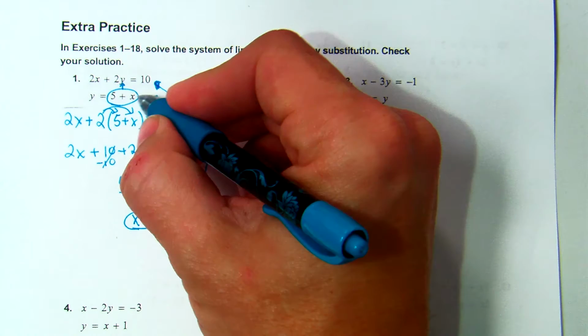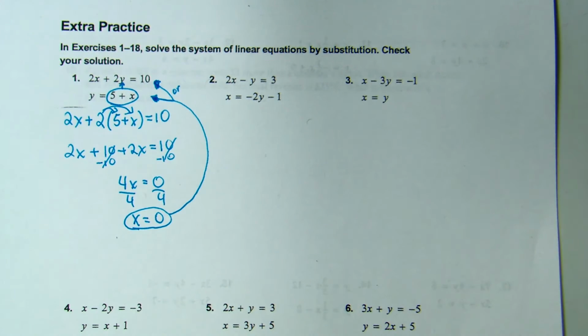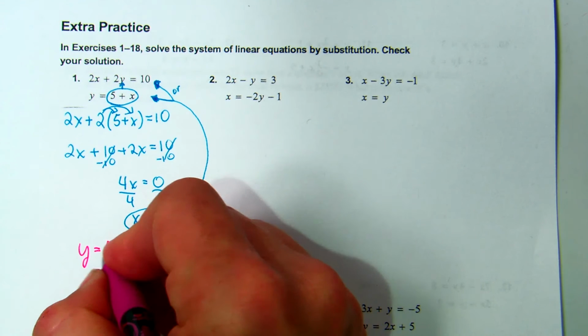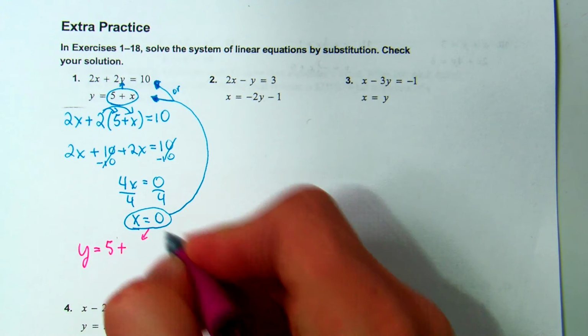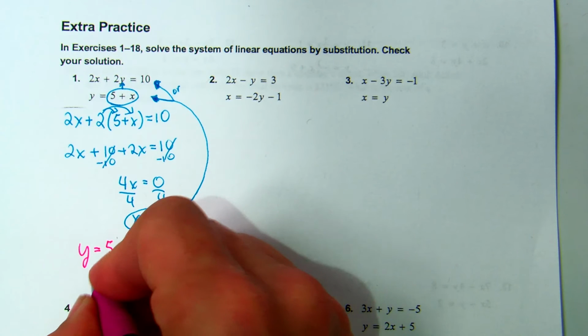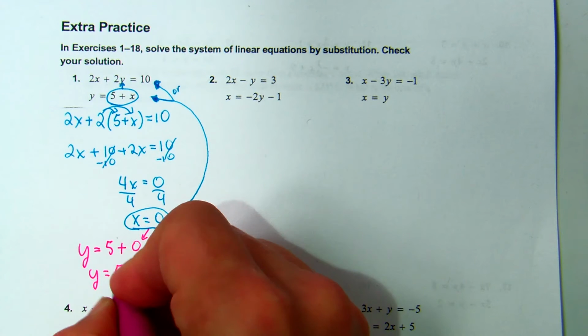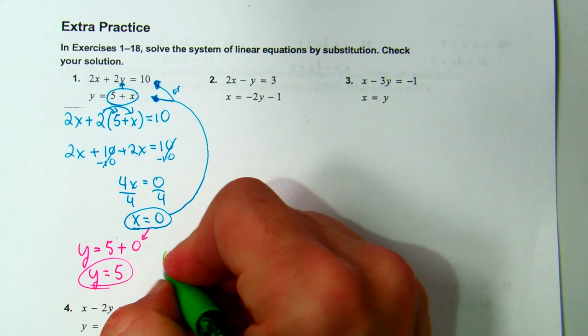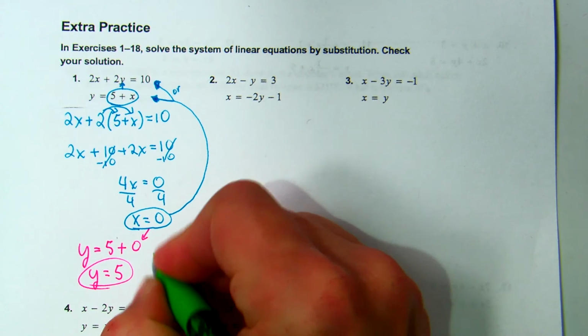So let's pick the bottom equation. The bottom equation already has y by itself, so y is going to equal 5 plus, what is the x value? 0. So we're going to plug 0 in right there. So simply y equals 5. So I have my two values, my x and y values, and so the solution to this system is going to be 0, 5.